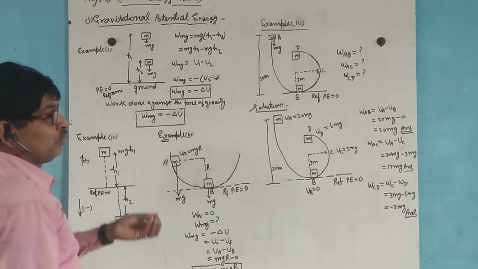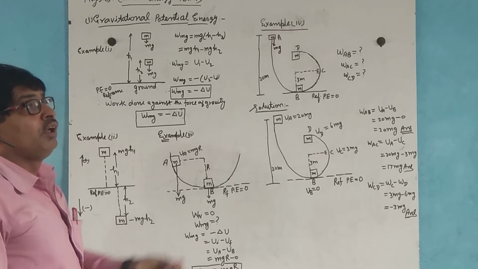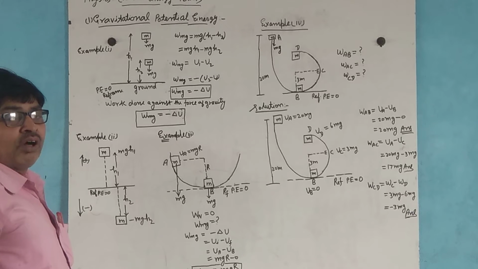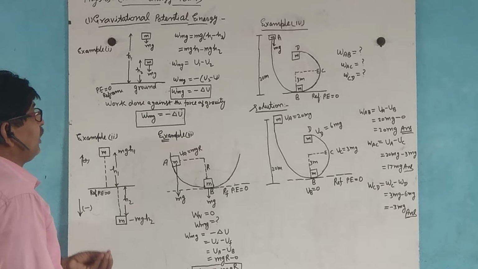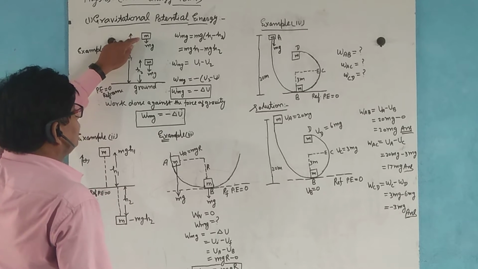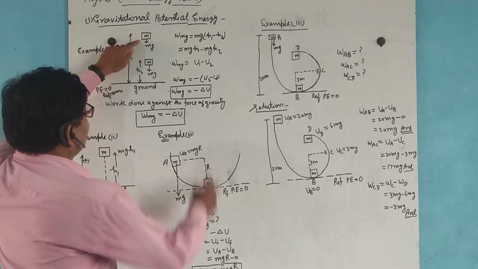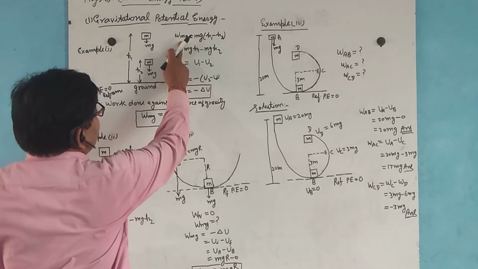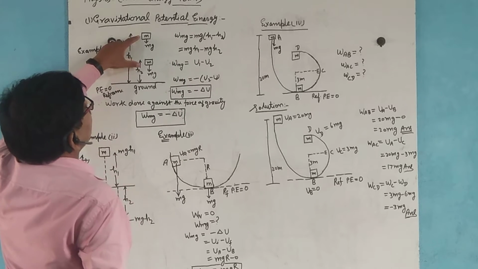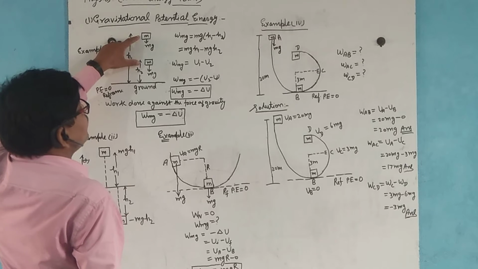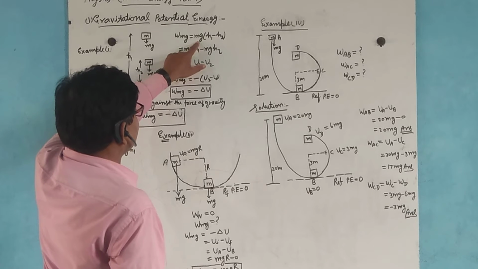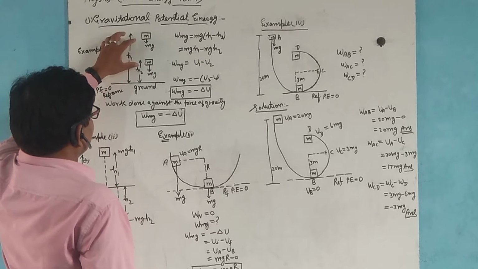gravity. But if you throw any body in the upward direction, we do work against the force of gravity. In this case, work is done by the gravity, so the work done by mg is equal to the potential energy mgh. M means mass of the block, g is acceleration due to gravity, and h is height.